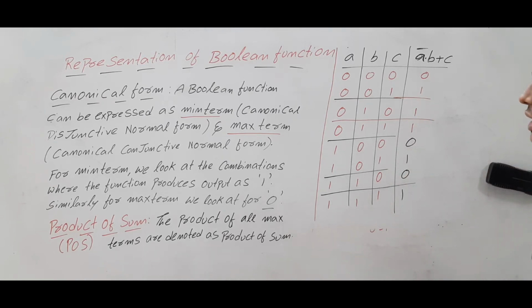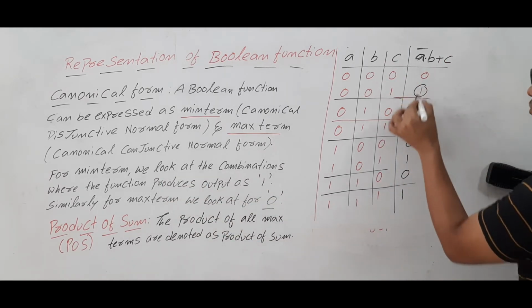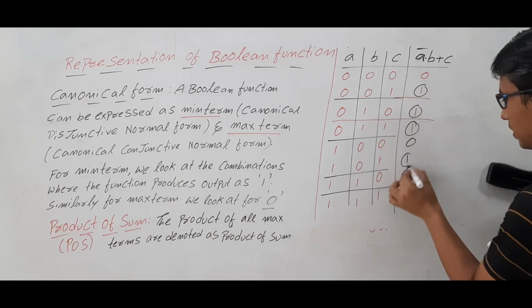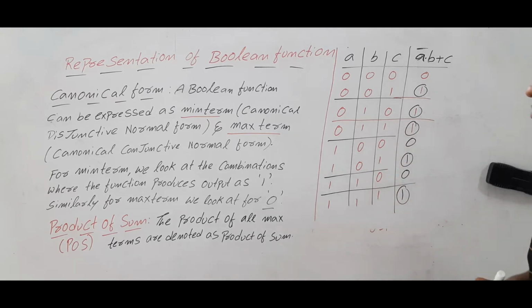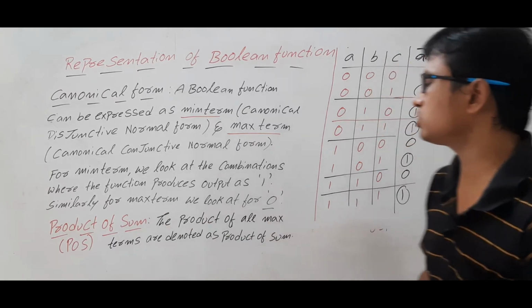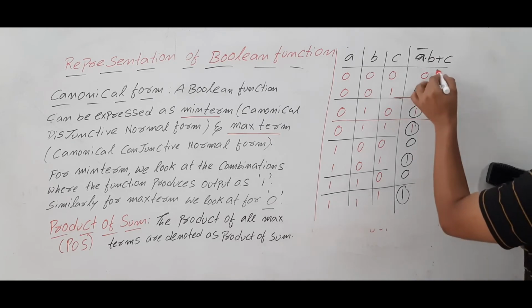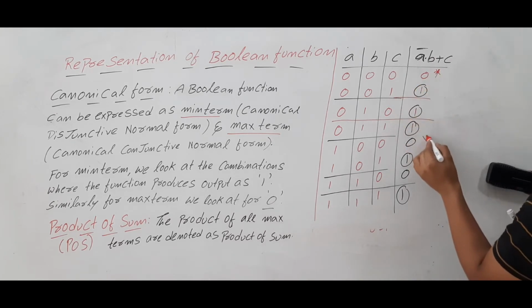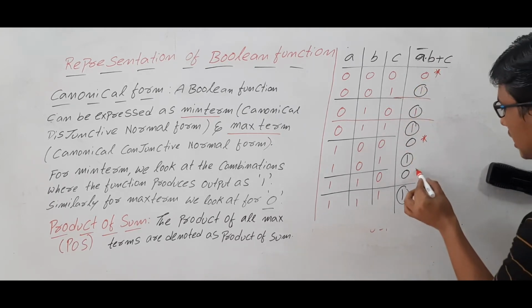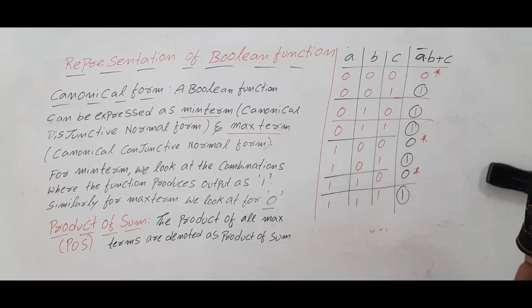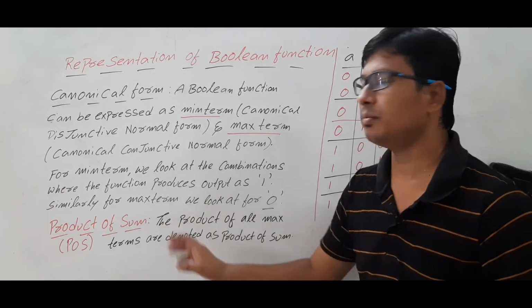Okay. So now what is a min term? Min term is wherever it is producing the output as 1. What is a max term? Wherever this function is producing the output as 0. Here it is producing the output as 0. Here it is producing the output as 0. And it is producing the output as 0. So now you represent the max terms.